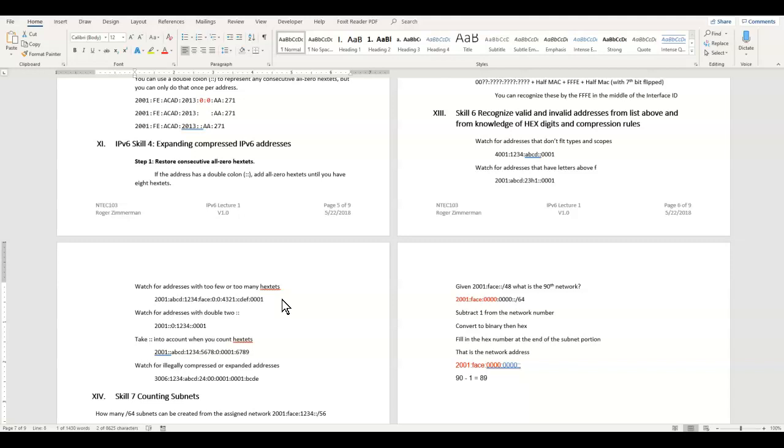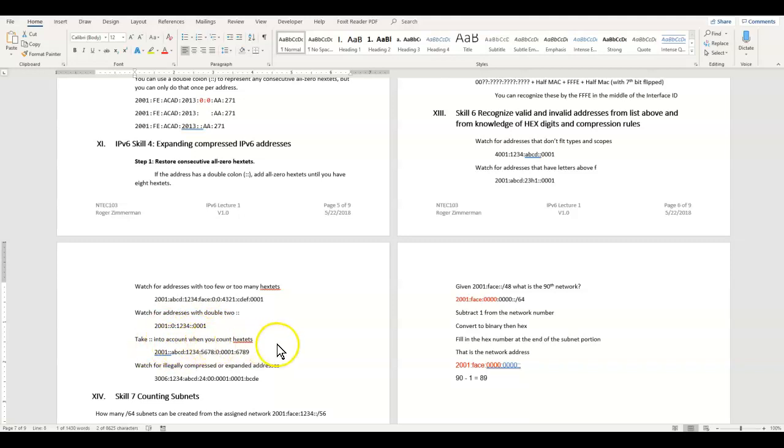Watch for addresses that have 2 sets of double colons. That is certainly illegal because with one set you can tell how many sets of zeros to fill in. But with 2 sets you don't know if you put 2 in this spot and 3 in that spot or 1 in that spot and 2 in that spot. You simply don't know. And so sets of double colons, you can only have 1. If you have 2, it's illegal.